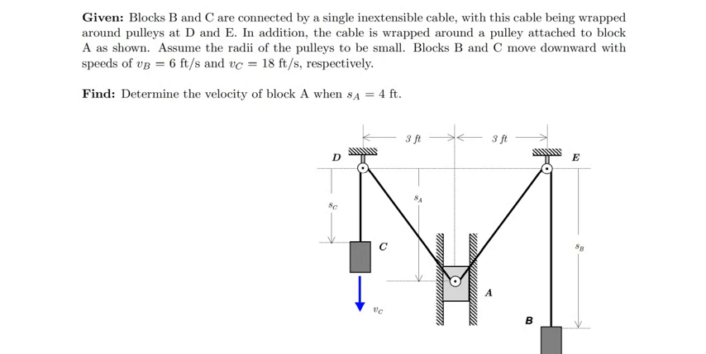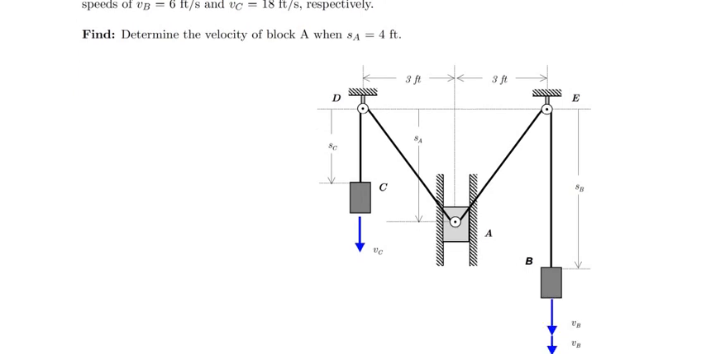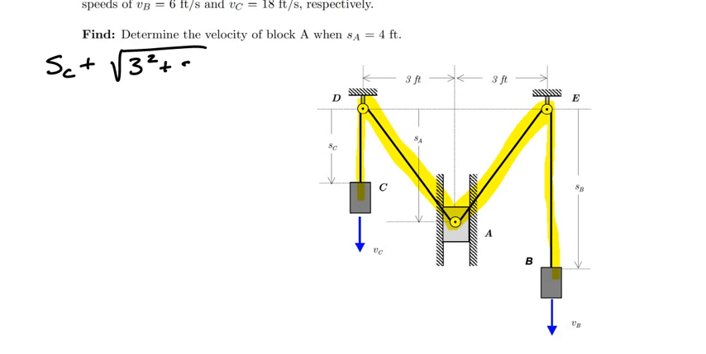Alright, so as in all these problems, we're going to try to utilize the rope length constraint idea here. And simply we're going to add up the length of each of these rope segments. And we'll assume, given that it's an inextensible cable, that these add up to a constant. So if we do that, starting from left to right, we're going to first of all have a rope length segment of length SC. Then I have the hypotenuse of a triangle, which in this case is given by the square root of quantity 3 feet squared plus SA squared.